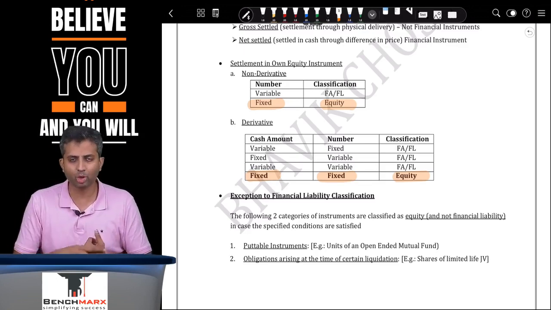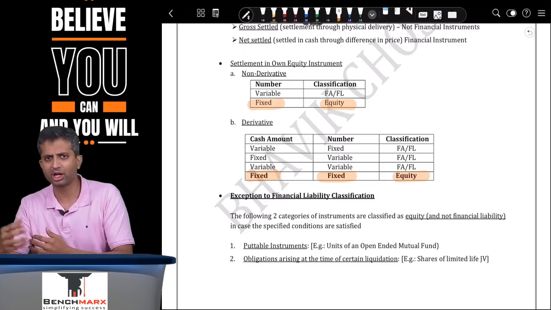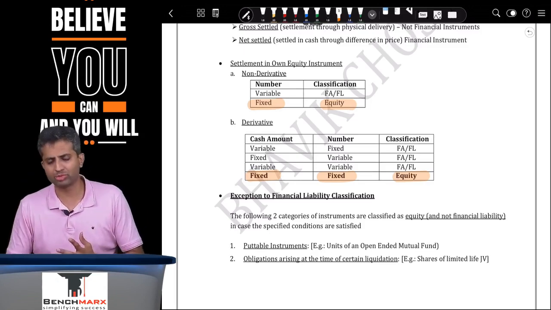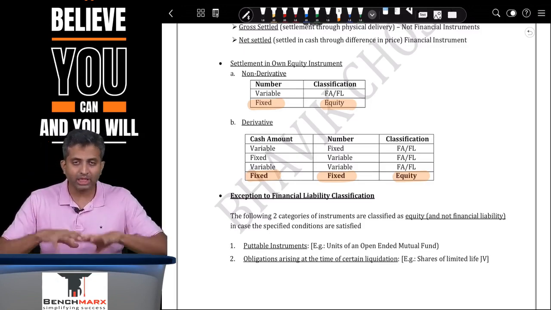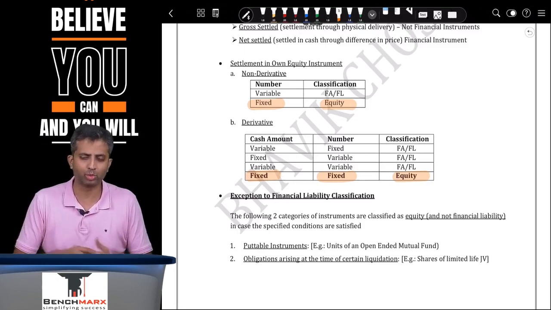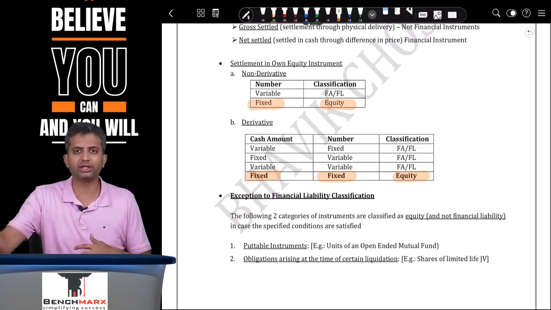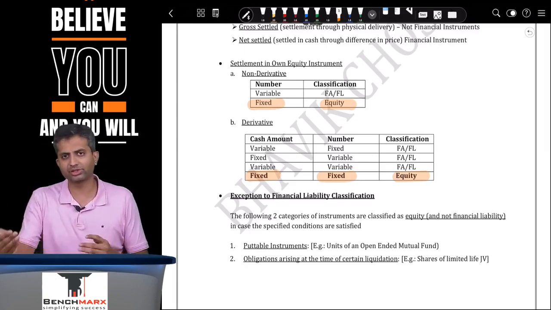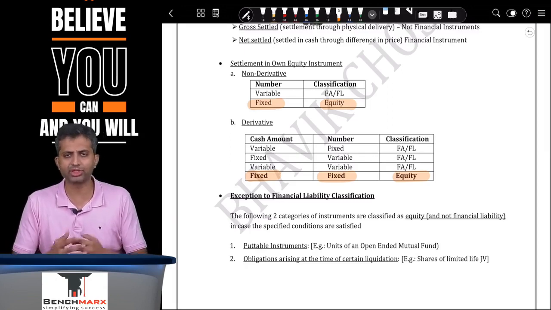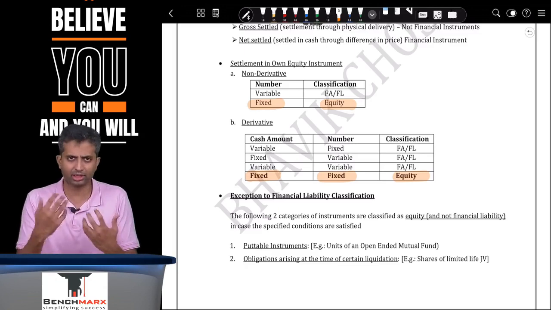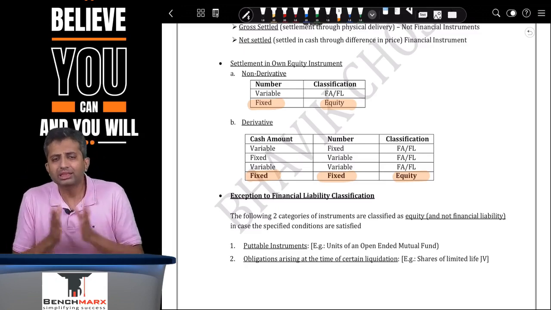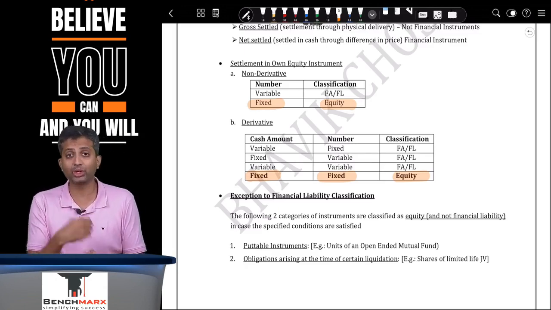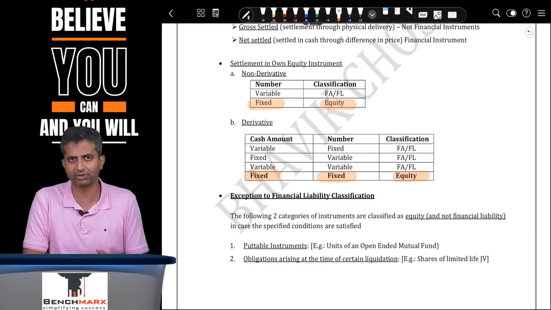that is, the instrument over here evidences a pro rata share in the net assets. It is the most subordinate instrument in the course of liquidation. All the instruments in the most subordinate class have almost equal rights. There is no other guaranteed return except for the contractual obligation to deliver cash, and the cash flows that you get are in the nature of performance cash flows of the entity. Then you can still classify these puttable instruments or shares of limited life entities as equity, even though there is a contractual obligation to deliver cash.